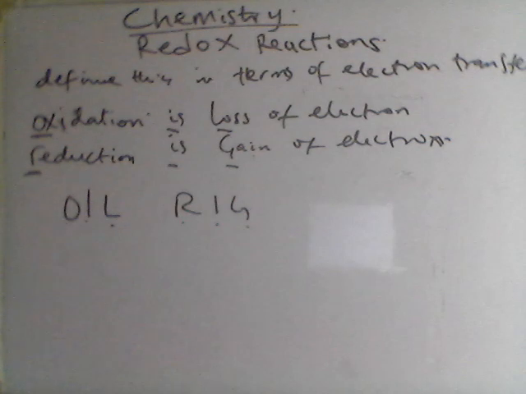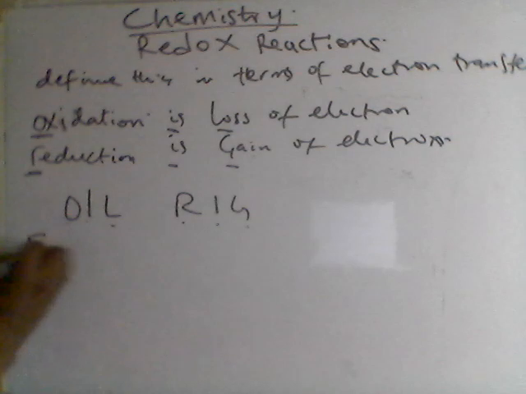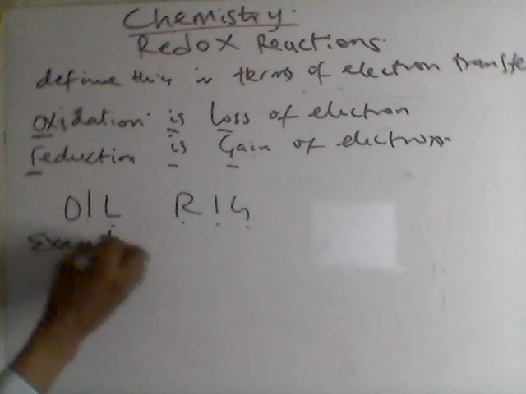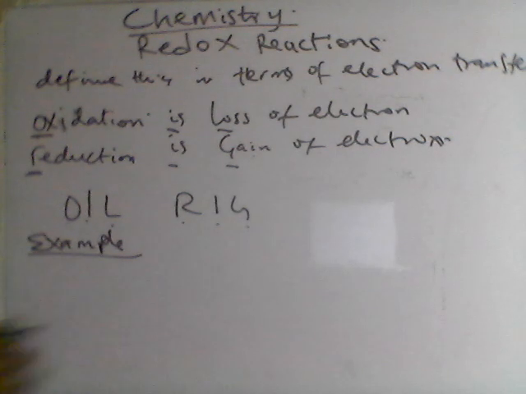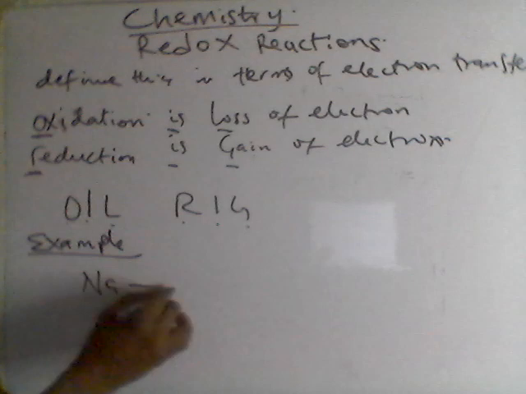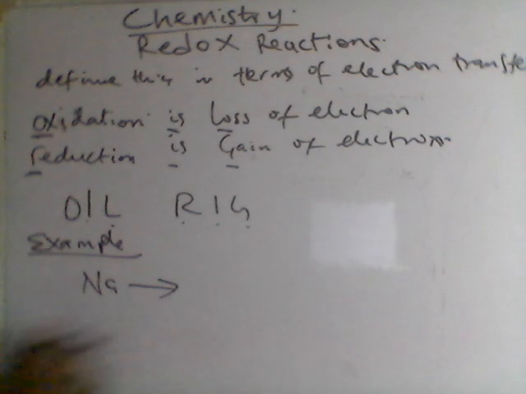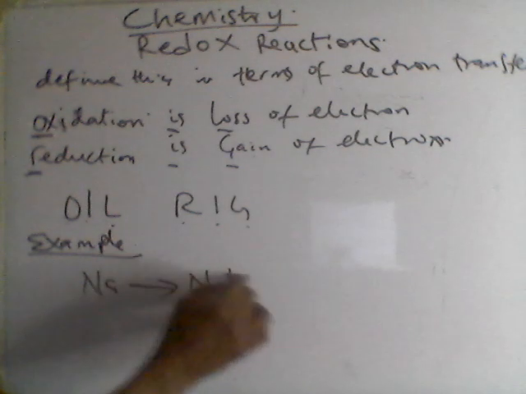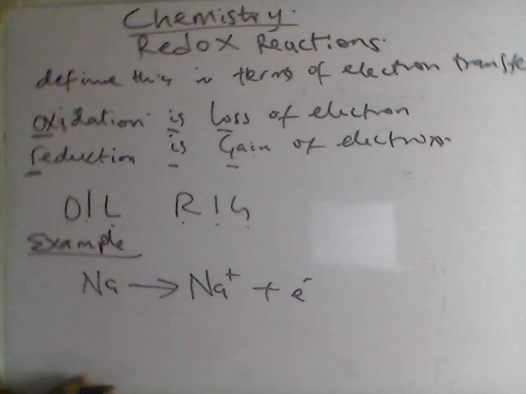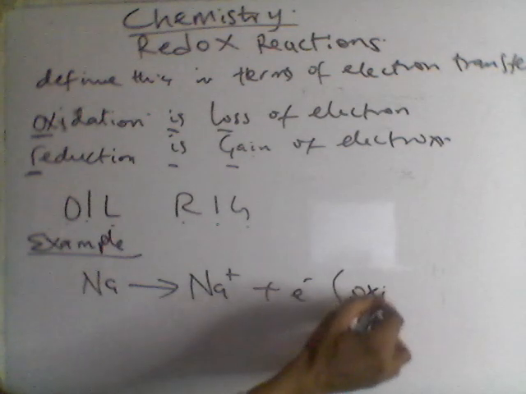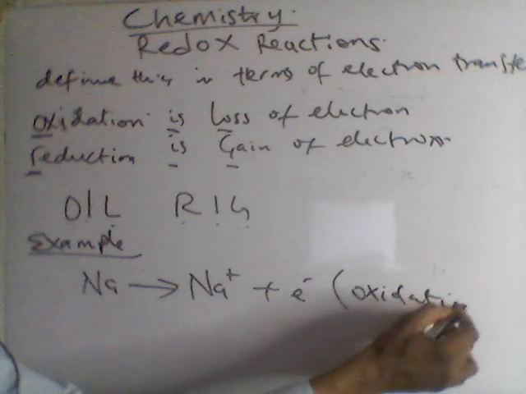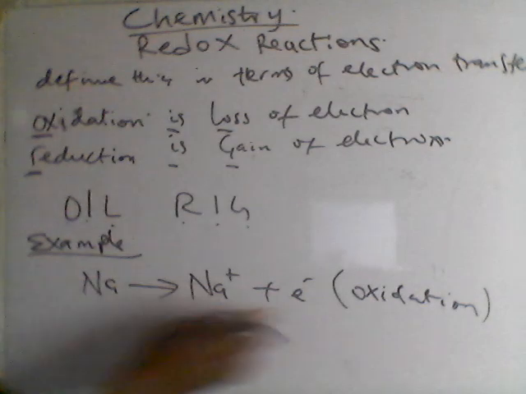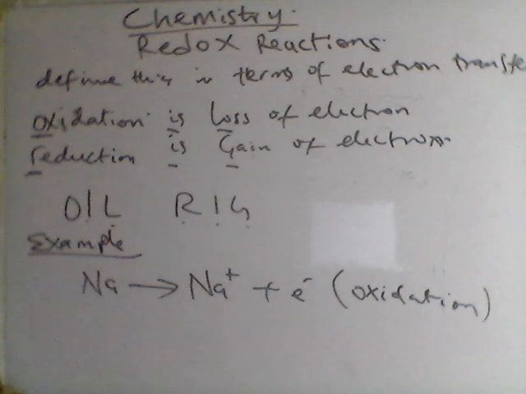So let me just share with you some examples of oxidation and reduction. In terms of electron transfer, I have 2 simple examples here. Sodium goes into ionization where it loses an electron, and this is oxidation. Why? Because it is loss of electron. This electron left, so sodium became positively charged.